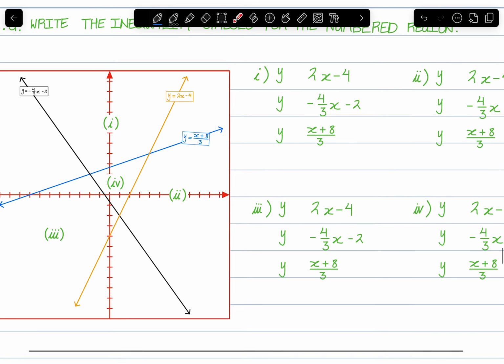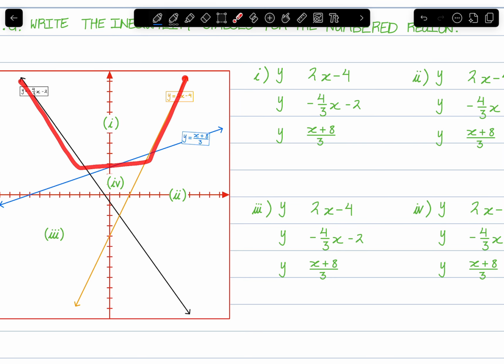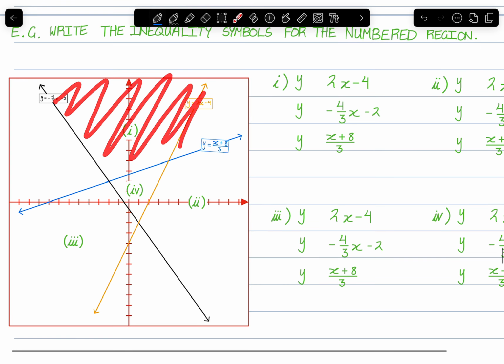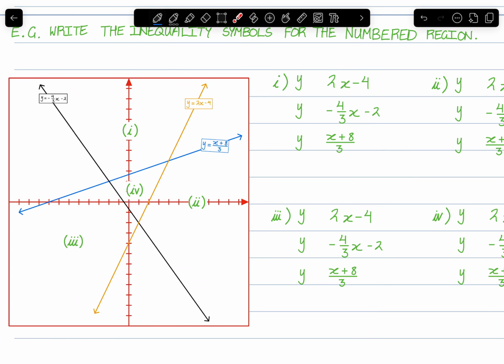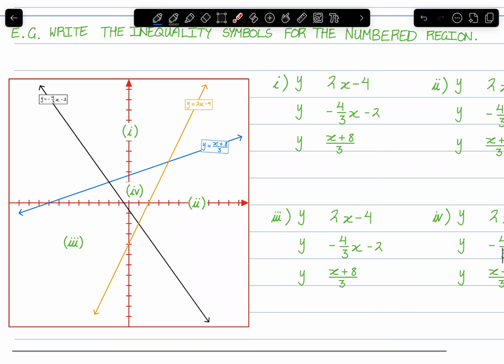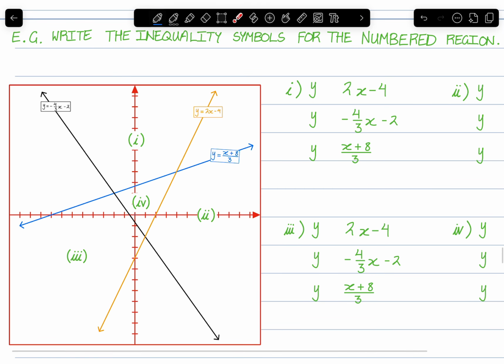It's our job now to figure out number 1. It's referring to this region, which is above here. What inequalities can be assigned to each of these lines that will shade this region that we want? Okay, so let's take a look at how we are going to do this. So for this, I'm going to test the same single point, in this case, this one here.